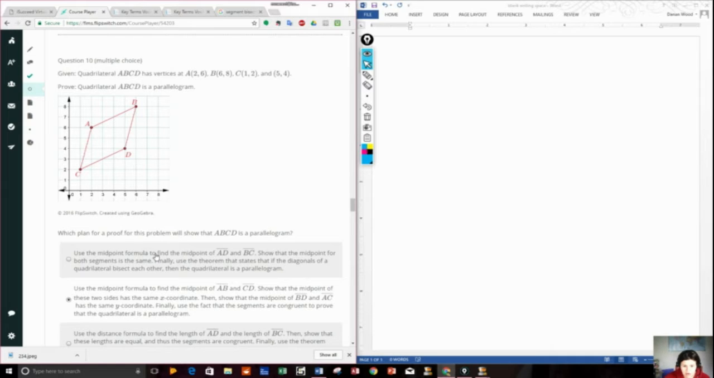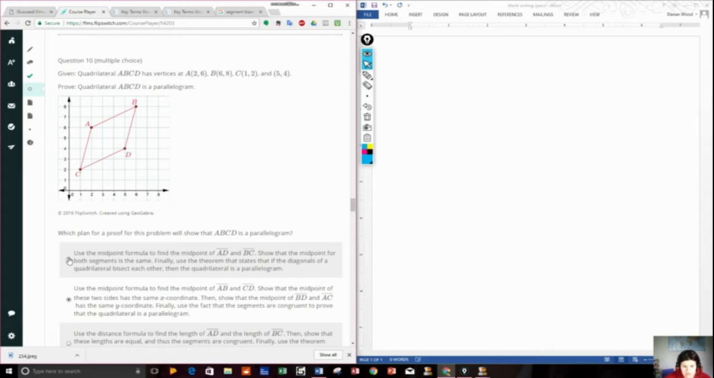Use the midpoint formula to find the midpoint of AD and BC. Show that the midpoint for both segments is the same. Finally, use the theorem that states that if the diagonals of a quadrilateral bisect each other, then the quadrilateral is a parallelogram.